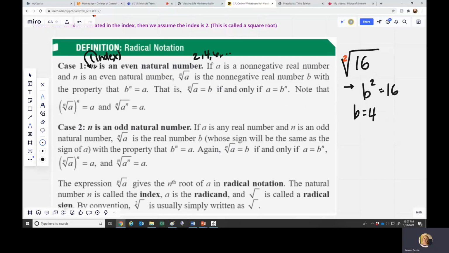And then it has this property at the very end. It says, note that the nth root of a raised to the n is equal to a, and the nth root of a to the n, where the exponent is inside the radical, so it's in the radicand, is also equal to a. Let me show you what that means. Let's say you had the fourth root of 2 to the 4. If your index matches your exponent, they're going to cancel each other out. So the fourth root here would cancel out the fourth power, and this would just be equal to 2.